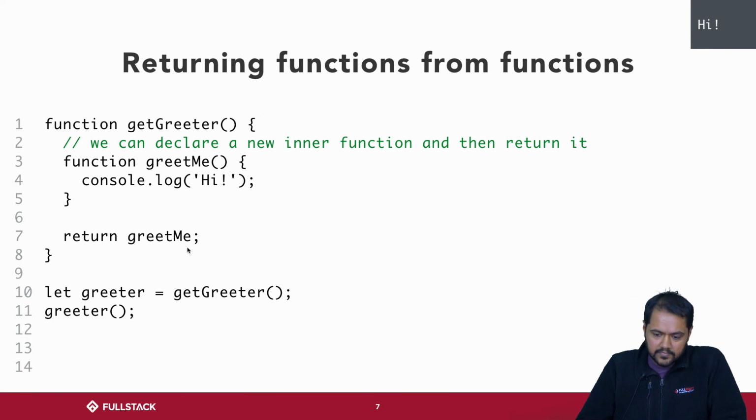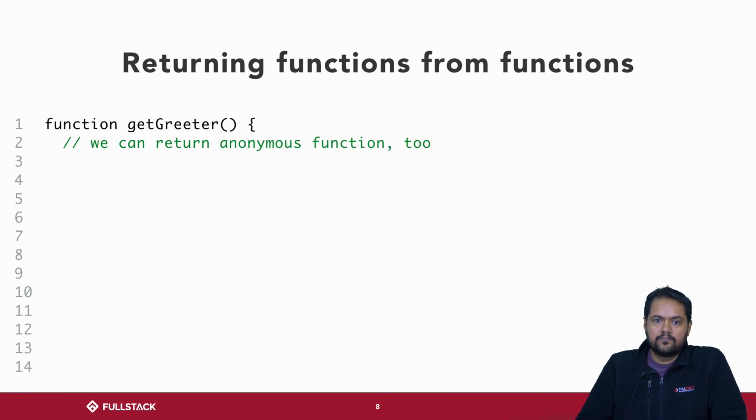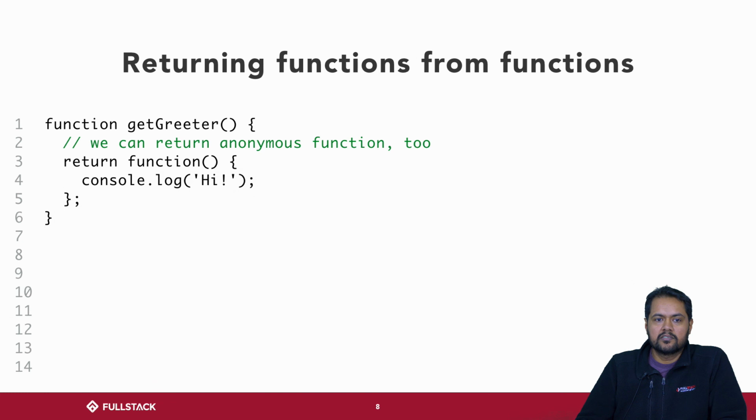Okay. Cool. So next, let's see if we can return anonymous functions. Like in the previous version of getGreeter, we were actually defining the function as greetMe. So here we're just returning an anonymous function, right? It has the same functionality as greetMe did, but there's no reason for the name greetMe, right?